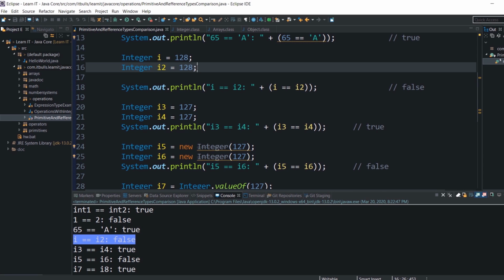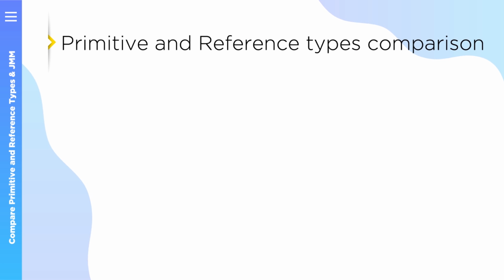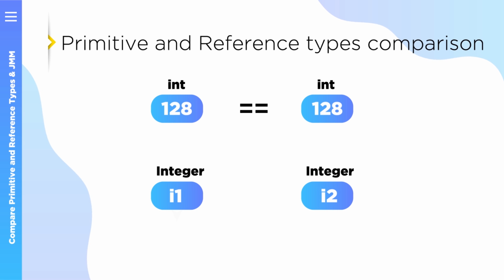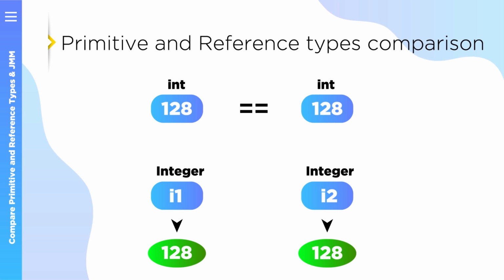To understand the answer, let me visualize it for you. int is a primitive type. A variable of type int contains the value in itself. So when we are comparing two ints, there is no concern for Java during the runtime to compare two values. On the other hand, variables of Integer type are referencing objects. So when you are comparing two variables of reference type with equals to operator, you are comparing just references, but not values. And the references are different. Two references are pointing to different objects in the memory.